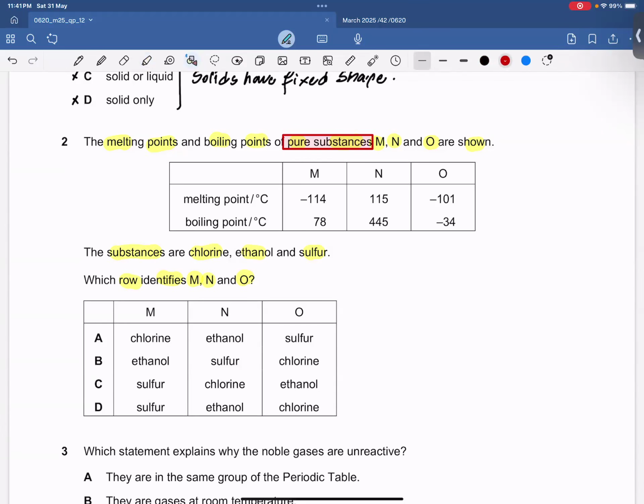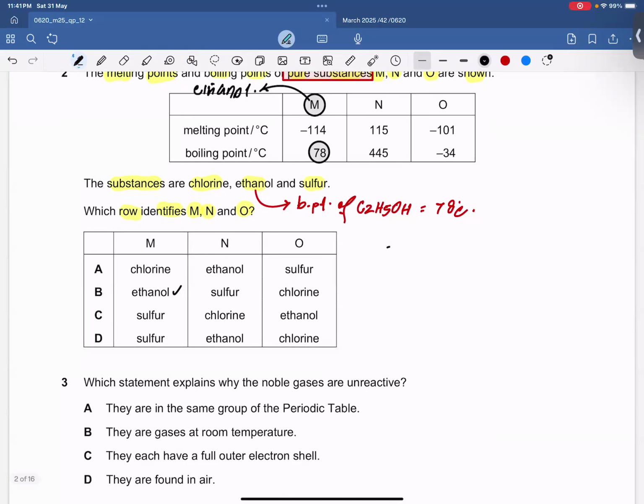By the way, according to my lecture, the boiling point of ethanol is 78 degrees Celsius. The formula of ethanol is C2H5OH, and its boiling point is 78 degrees Celsius. That indicates that M is basically ethanol because of its boiling point. So M is ethanol. So I believe B is going to be the right answer. But let's check the other substances also.